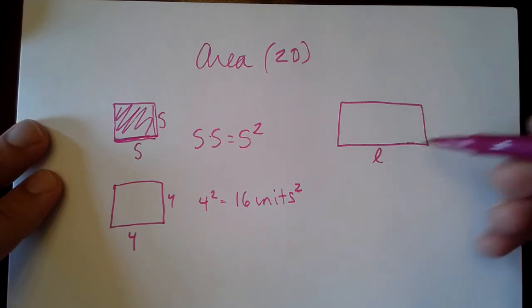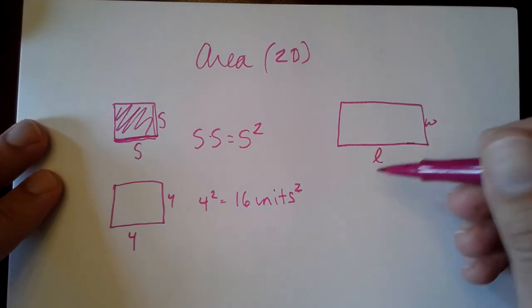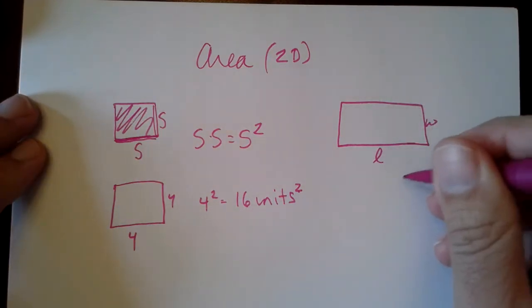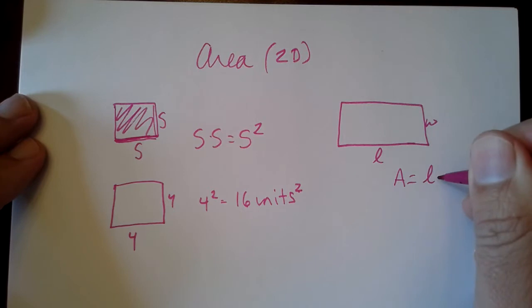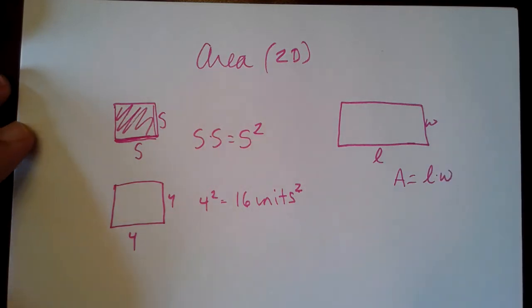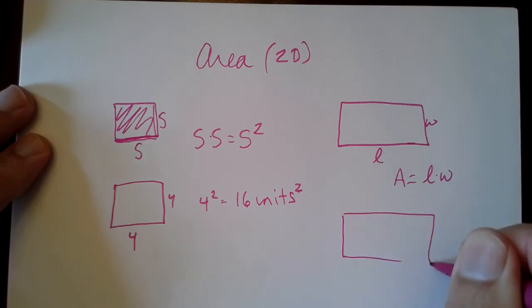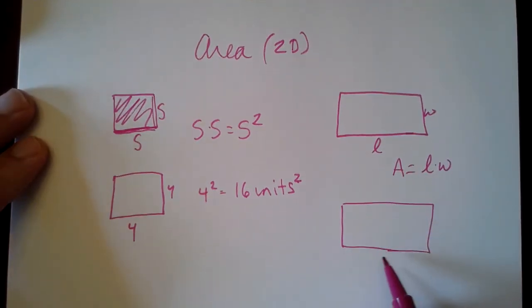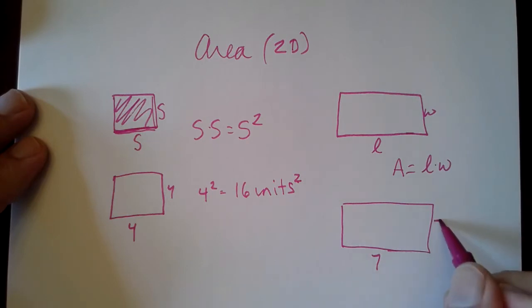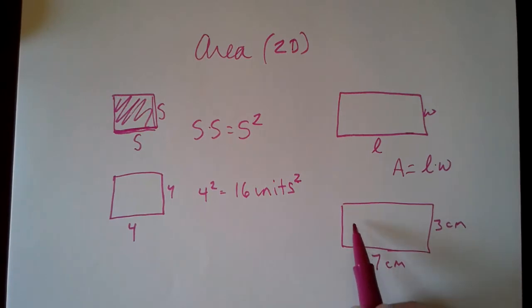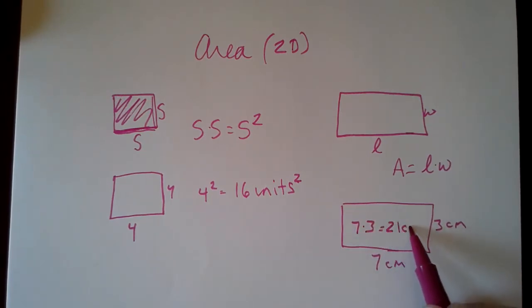We'll call this the length. We'll call this the width. We could call it the base and the height. It doesn't matter. We find the area the same way we would a square. We would just do area equals length times width. So now if I were to add numerical values to this, let's give them units as well. Let's say this was 7 and this was 3 centimeters. To find the area, I could do 7 times 3. That's 21 square centimeters, or centimeters squared.